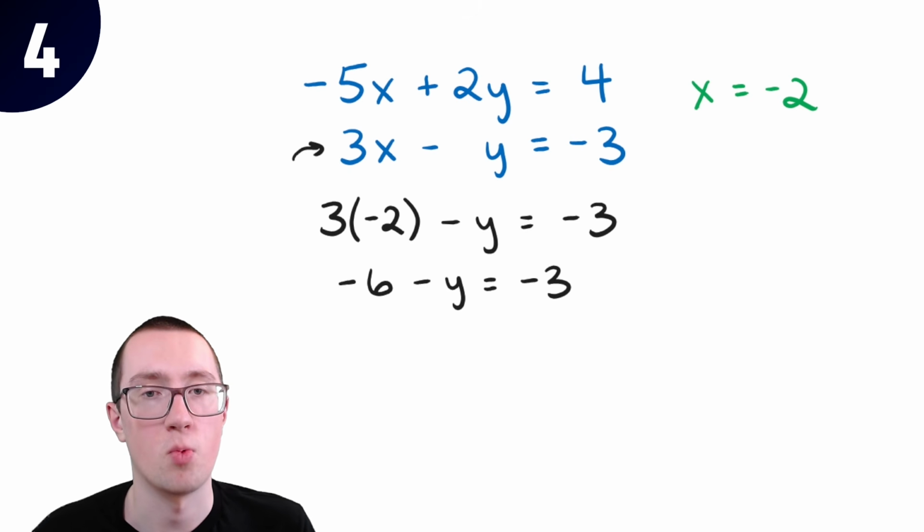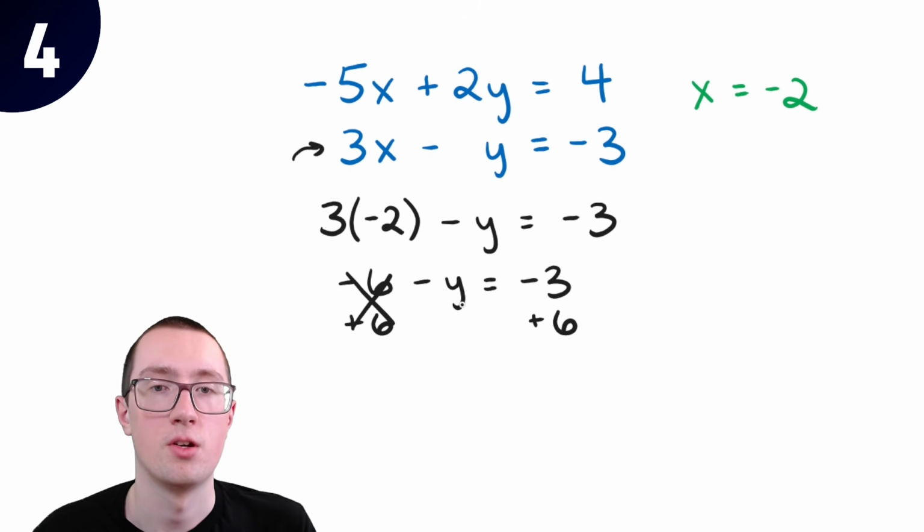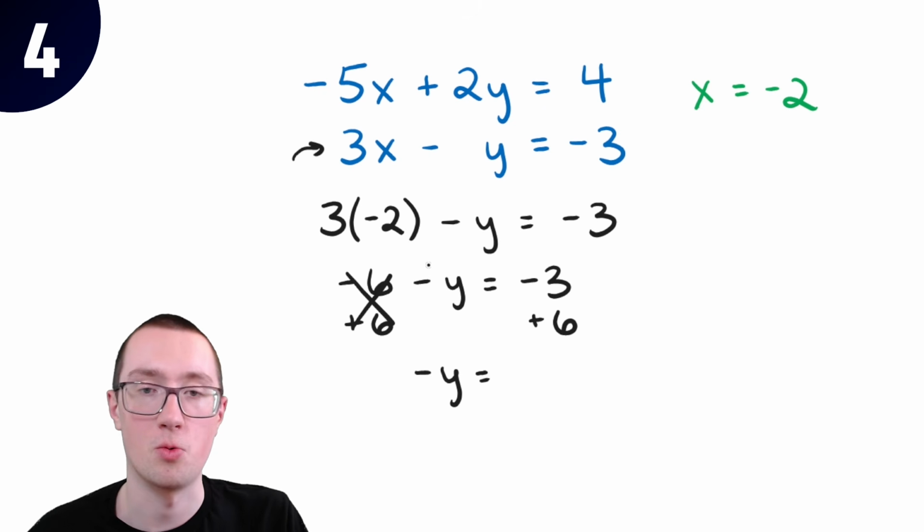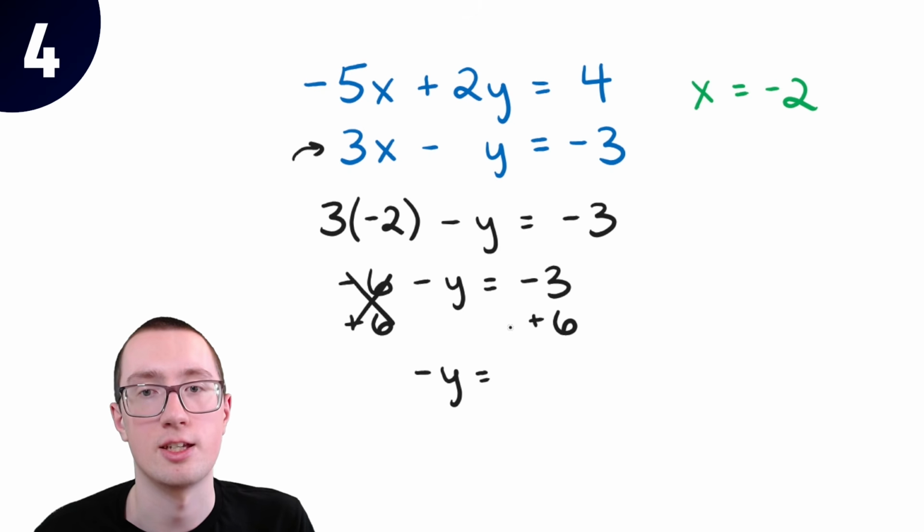Now, continuing to get y by itself, let's get rid of the -6. The opposite of minus is plus, so let's add 6 to both sides. These cancel out. On the left side, we just have -y. Don't forget the minus sign. You don't want to forget that there's a minus here. And then -3 plus 6, that's the same thing as 6 minus 3, which is 3.